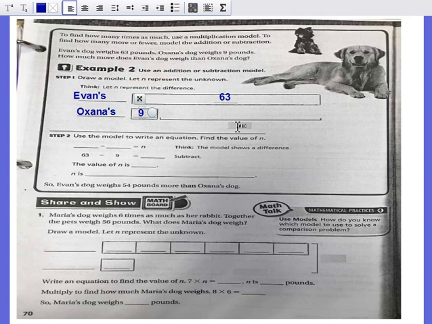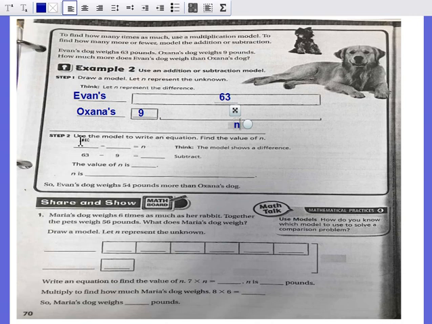Alright, but we don't know what the difference is between the two. So I'm going to put an n there because that is unknown as of right now. Now we're going to write an equation to figure out what the difference is between those two numbers. How much more does Evan's dog up here weigh than Oksana's dog?